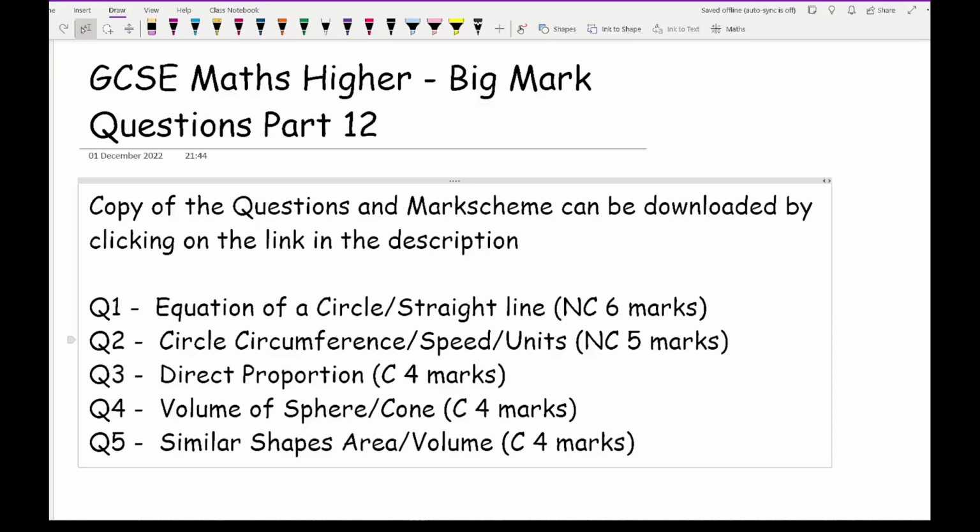So looking at the topics that the 5 questions that we're going to go through in this video, as you can see they are quite unique in terms of what is expected in the question. So basically there's not much mixed topics going on with these 5 questions. So question 1 is equation of a circle, which is always related to some form of geometry with straight lines. Question 2 is circle circumference, speed in units. Question 3 is direct proportion for 4 marks, and then we've got volume of a sphere and a cone, which again usually go hand in hand, and then we've got a similar shape question involving similar area and volume.